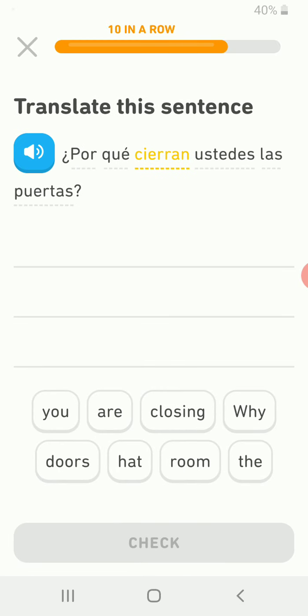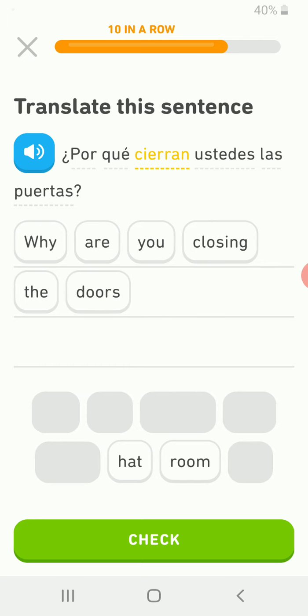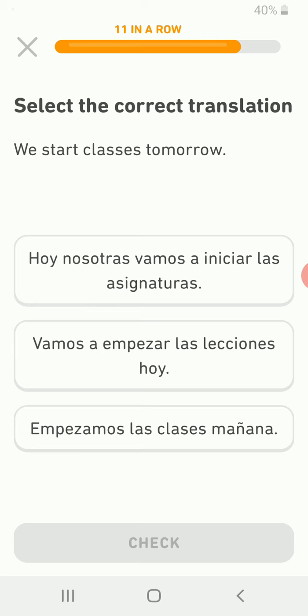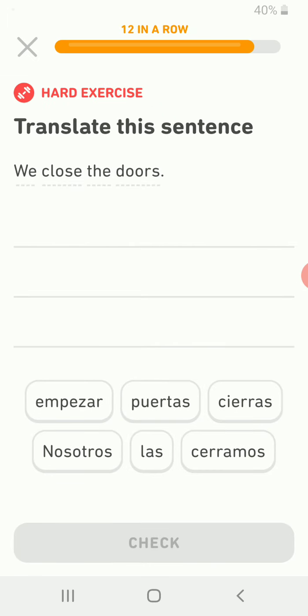¿Por qué cierran ustedes las puertas? So why are you closing the doors? We start classes tomorrow. Empezamos las clases mañana. And so hard work, translate this sentence. We close the doors.